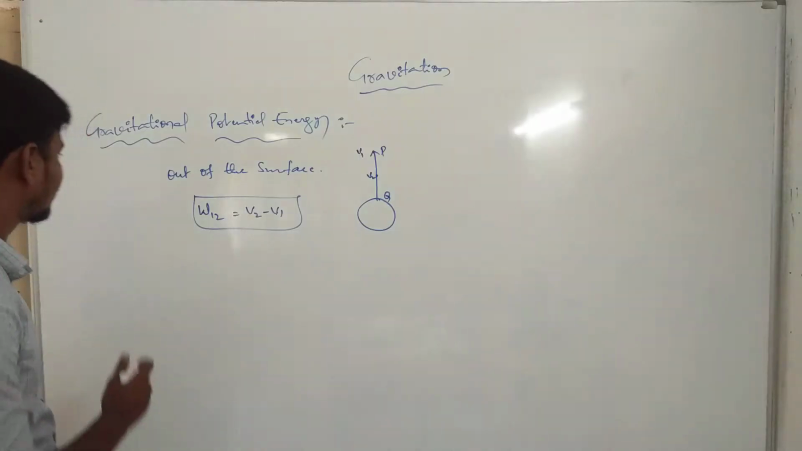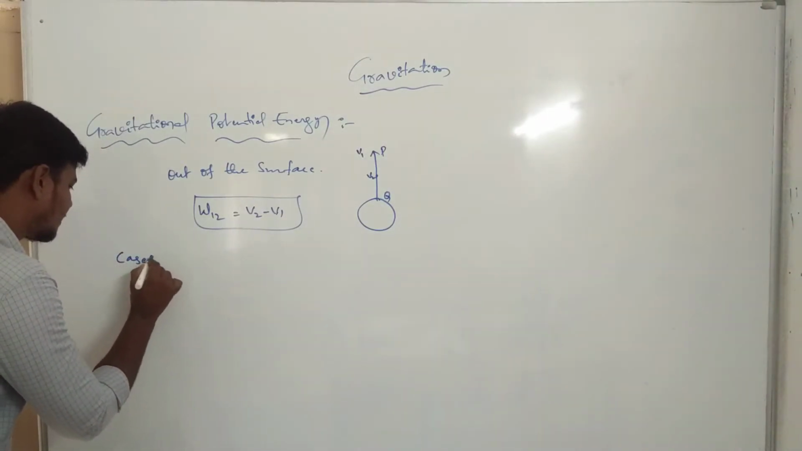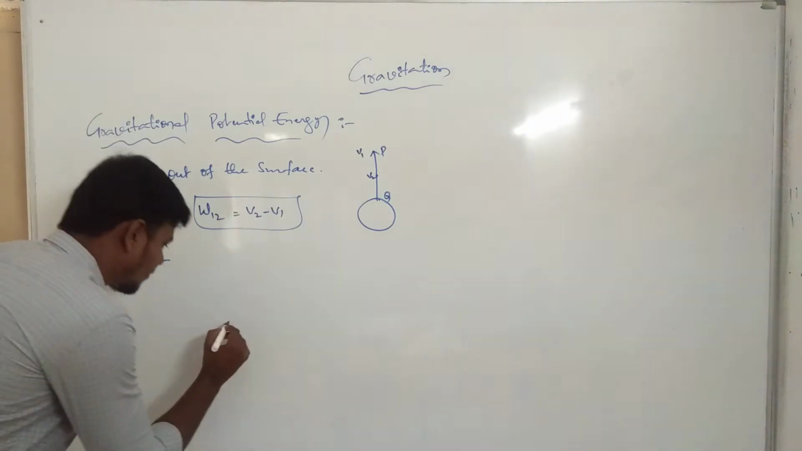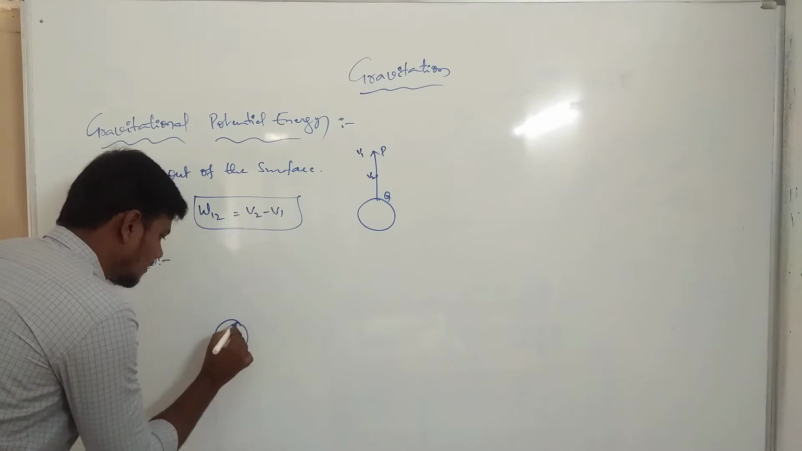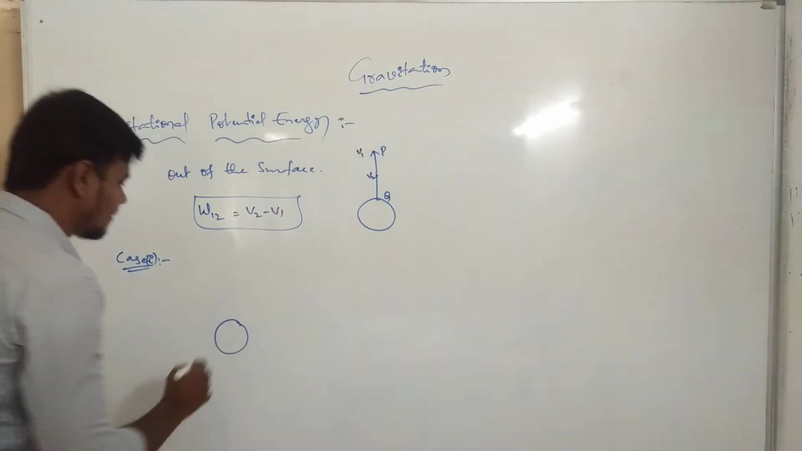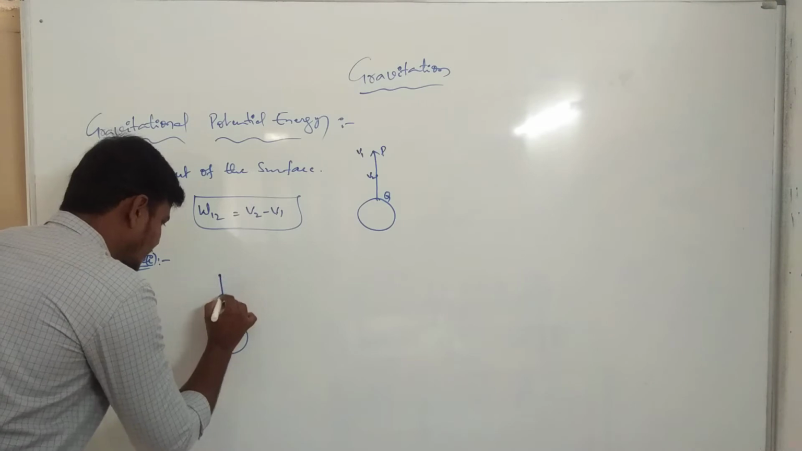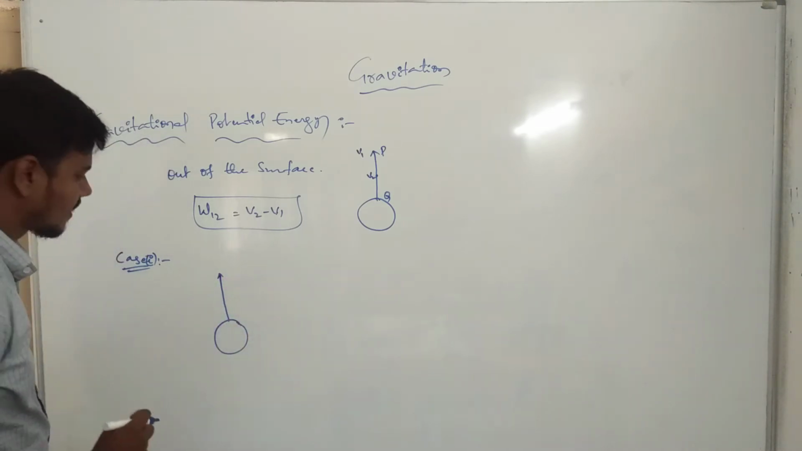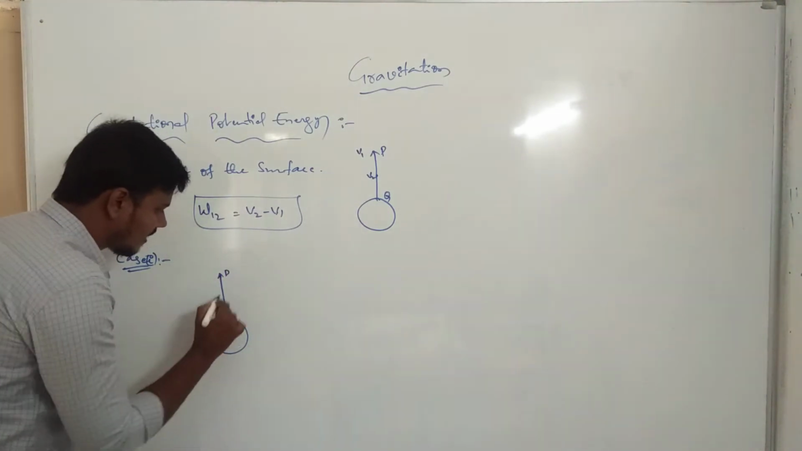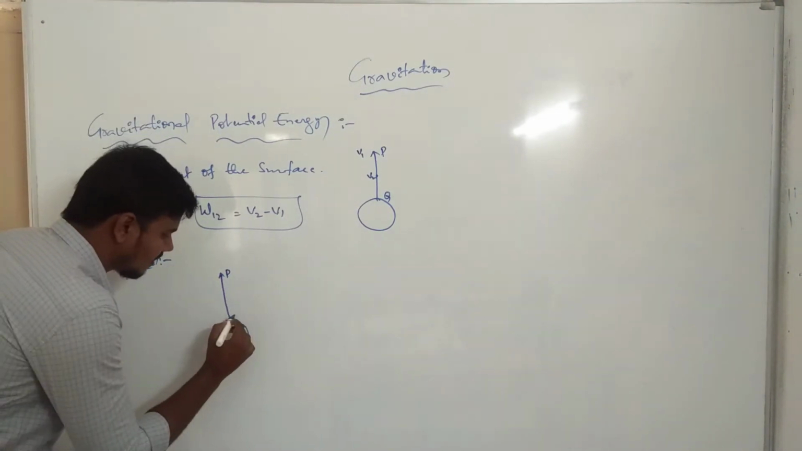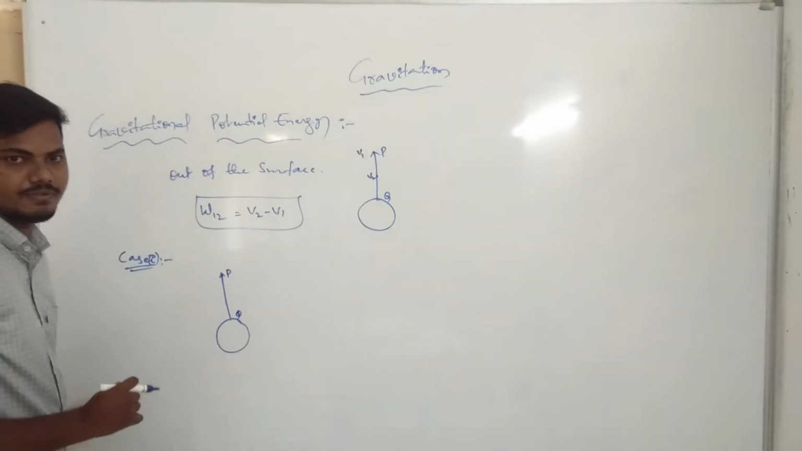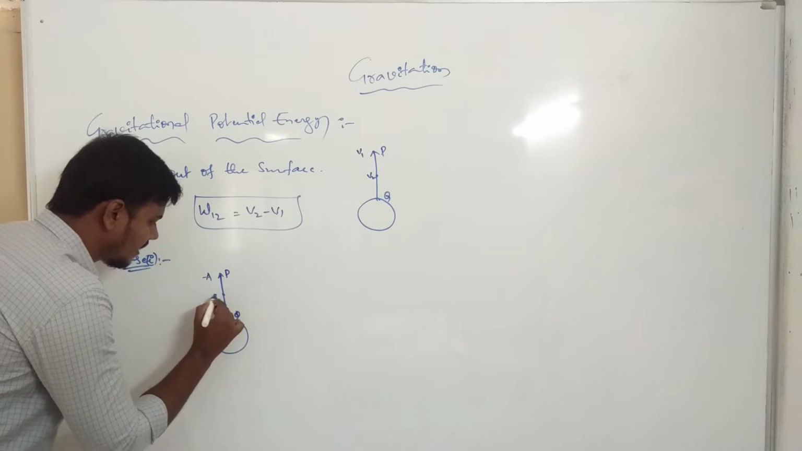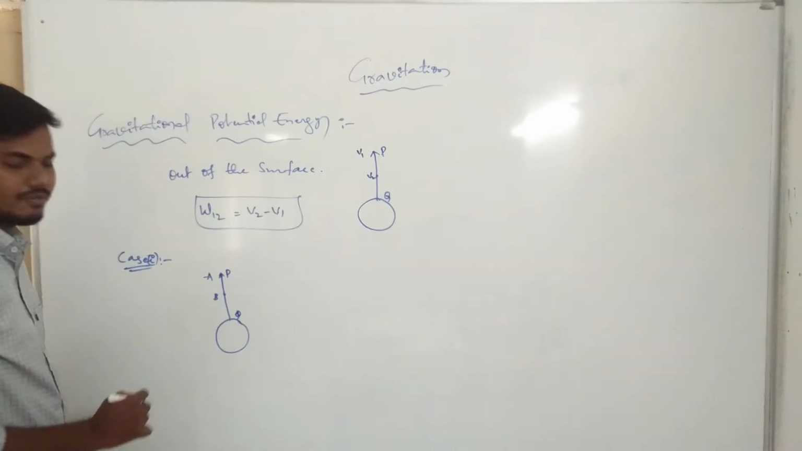Now case 1. What is case 1? In case 1, for example, we choose the surface. This is the surface, and this is the part out of the surface. Here we take P as the position point, and Q is the other point. For example, we use point A and point B.